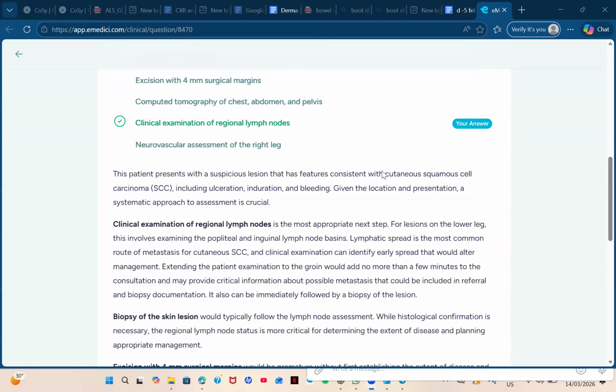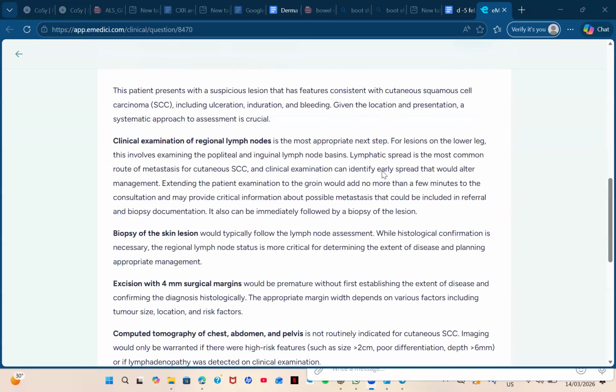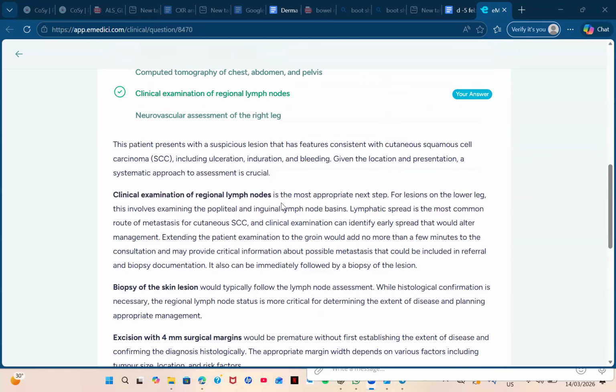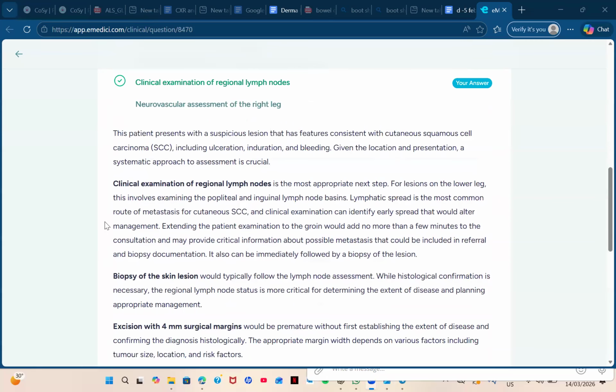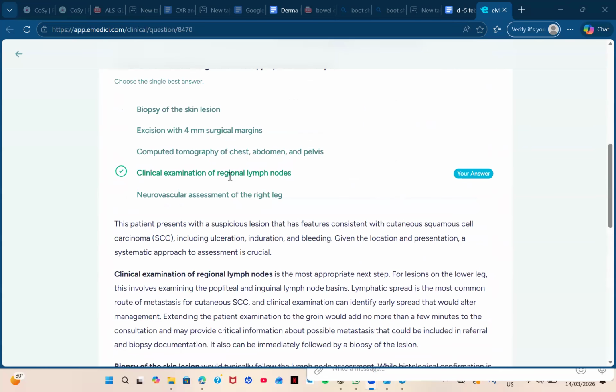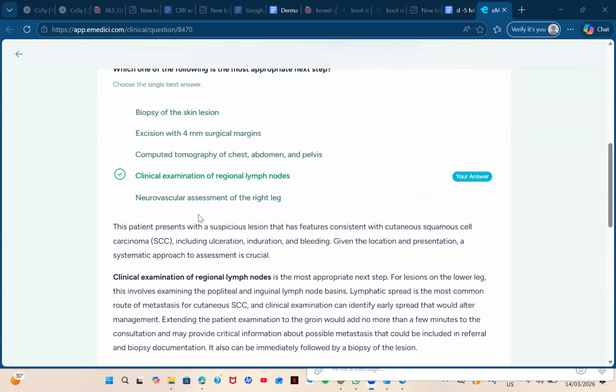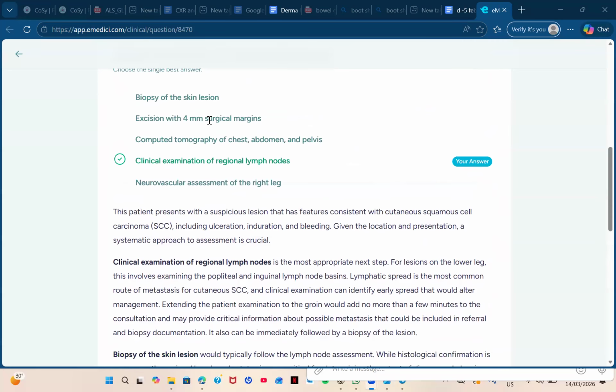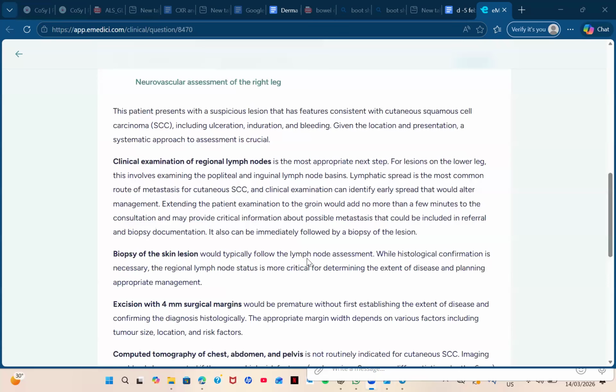And remember about the place as well, right? This is in the leg, and here lymphatic drainage is the most common route for the metastasis. Because of that, they usually do the clinical examination of regional lymph nodes. Then after that we can do the biopsy and confirm it. Here they have mentioned that biopsy of the skin lesion typically follows the lymph node assessment, while histological confirmation is necessary.